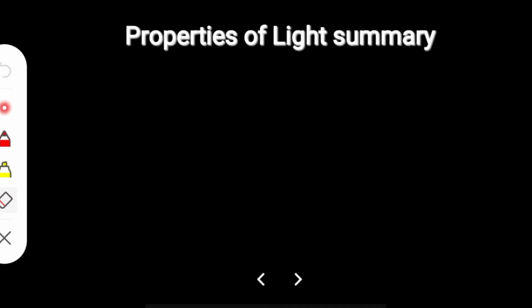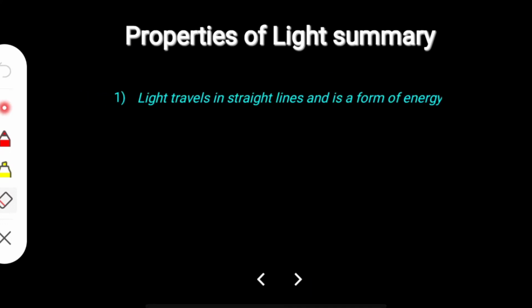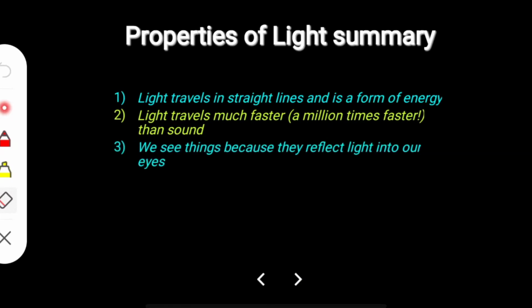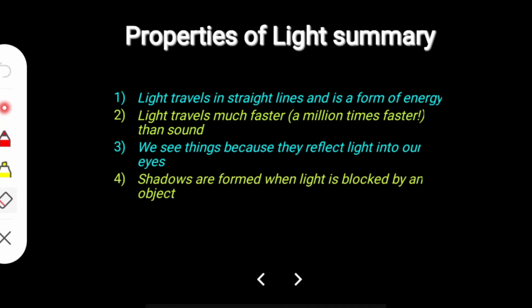So let's summarize what have we learned till here. Light travels in a straight line and is a form of energy. Light travels much faster than the sound. We see things because they reflect light into our eyes. They are called non-luminous objects. Shadows are formed when light is blocked by an object.